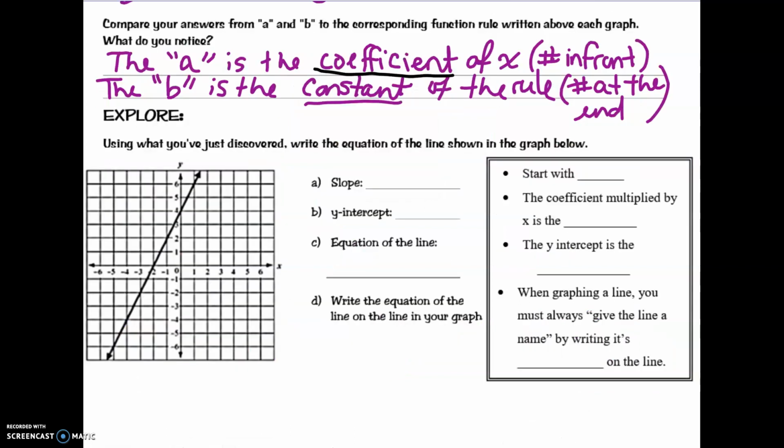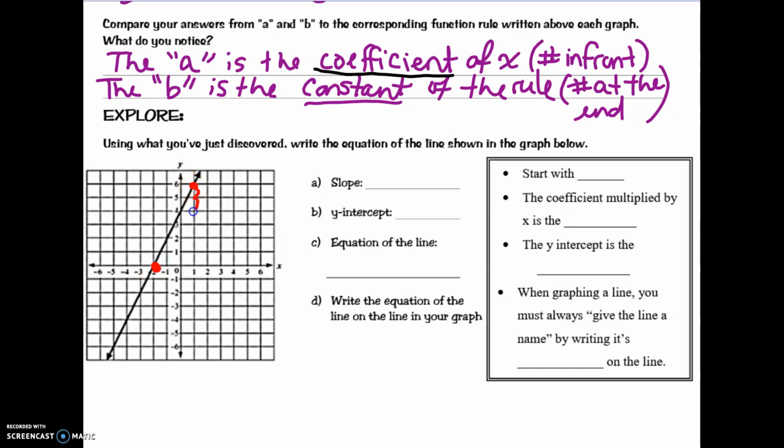Now let's look at this line at the bottom of our classwork. First, I'm going to identify the slope, which at this point we should be pretty routine at identifying. So I'm going to pick 2 points, this one and this one, and I'm going to count to figure out the slope.